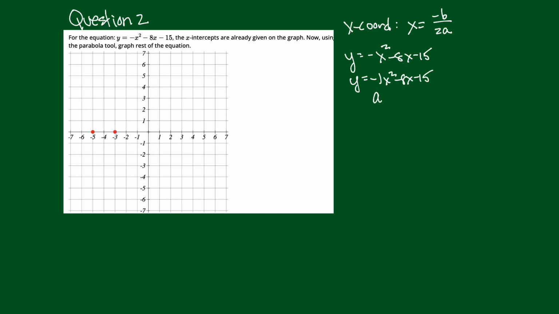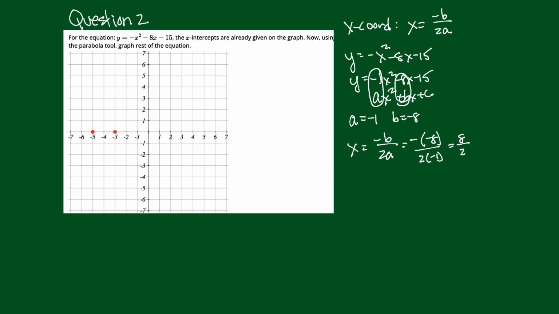So the general form is ax squared plus bx plus c. If we identify here, a is negative 1, b is negative 8, and I don't need the c because the formula is just negative b over 2a. So the x-coordinate is going to be negative b over 2a, so it's going to be negative, now b is negative 8, over 2 times a, which is negative 1. So how about 8 over 2? So it looks like it's at 4. All right, that's the x-coordinate.